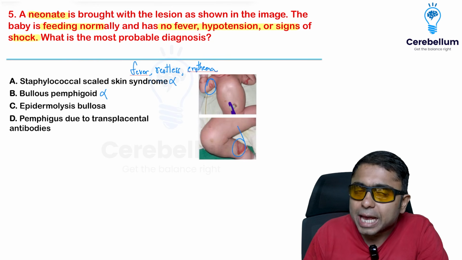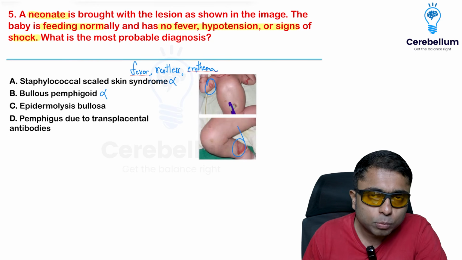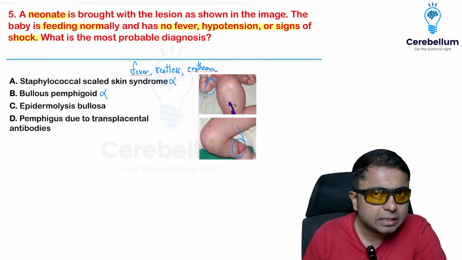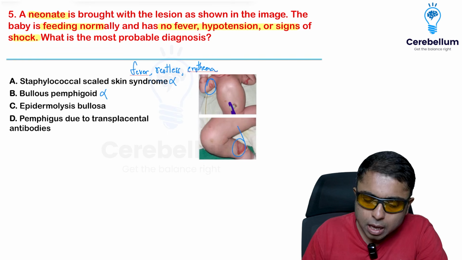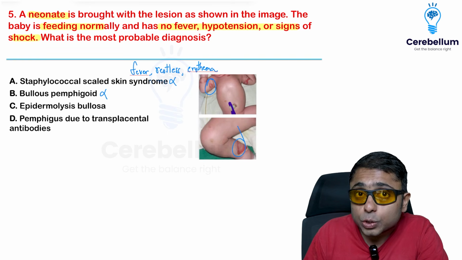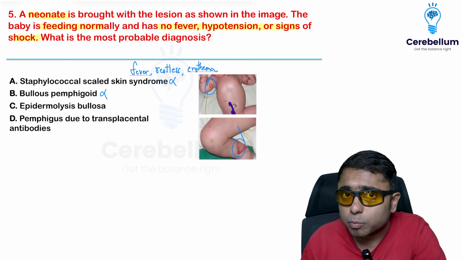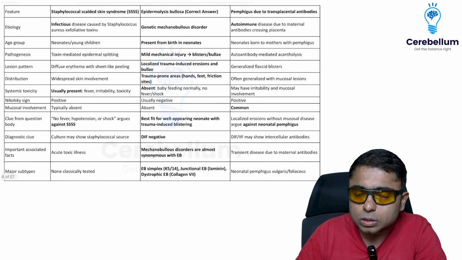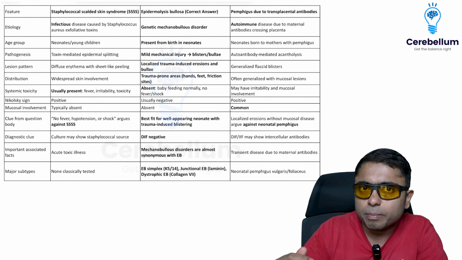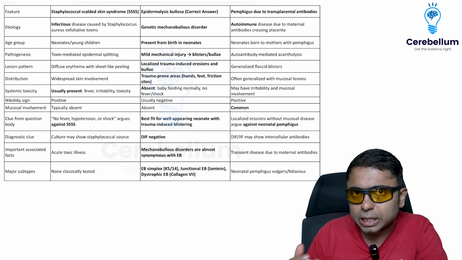So we are left with epidermolysis bullosa, which is a mechanobullous disorder due to genetic defects in the skin proteins. And the next option is pemphigus due to transplacental antibody. So these are the two options which are very close. And if you look at this, I have made a differentiating table for you to easily understand.